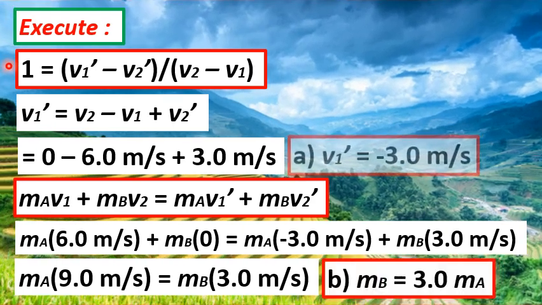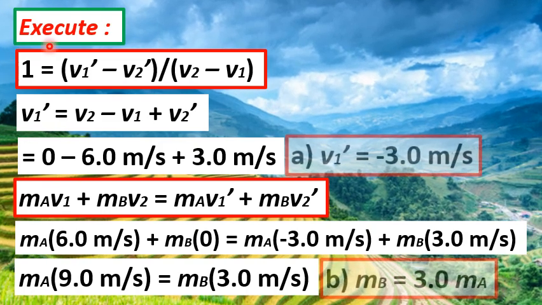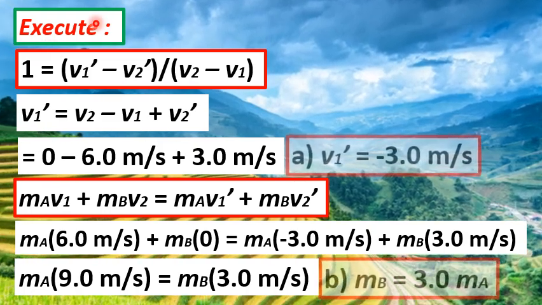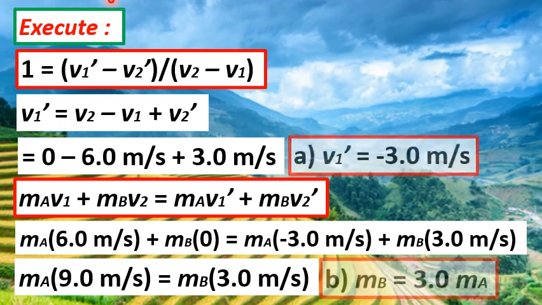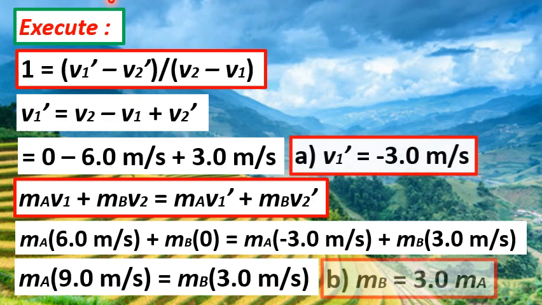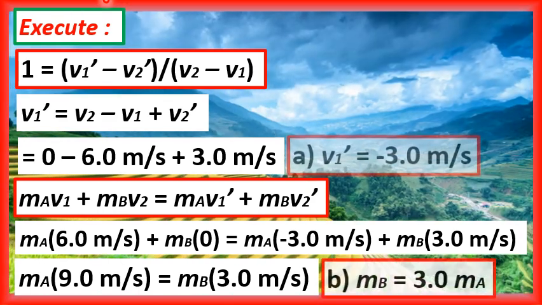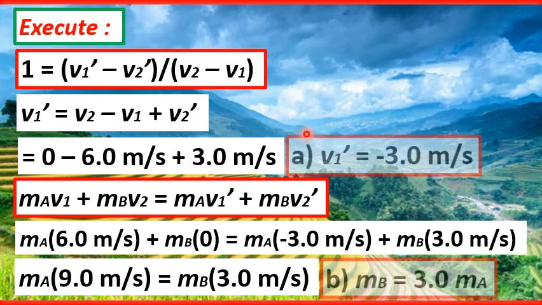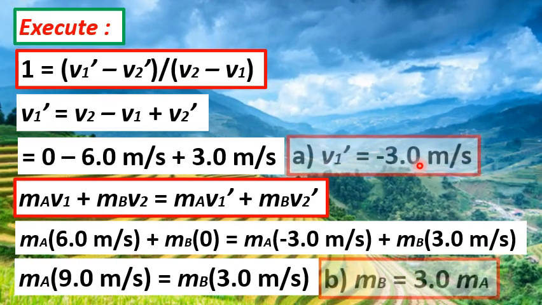So this is the relationship between the two masses, which means that object B has the greater mass compared to object A. Object B, in fact, has a mass 3 times the mass of object A.